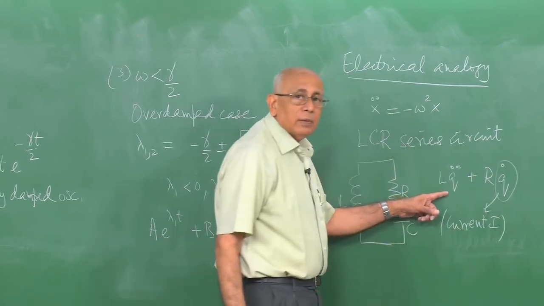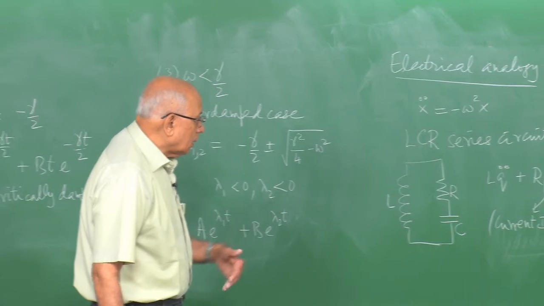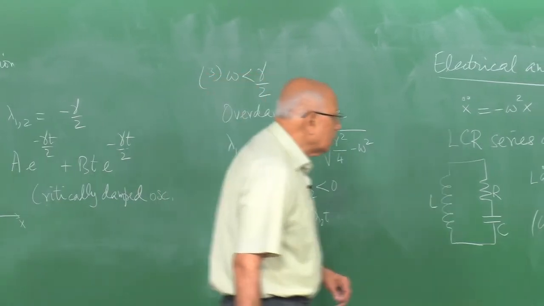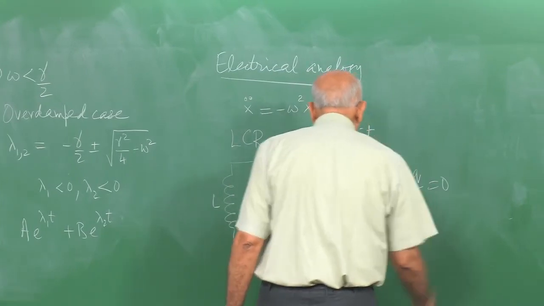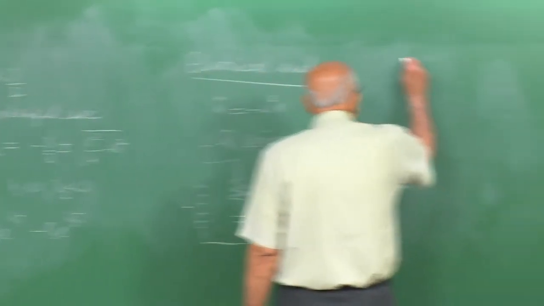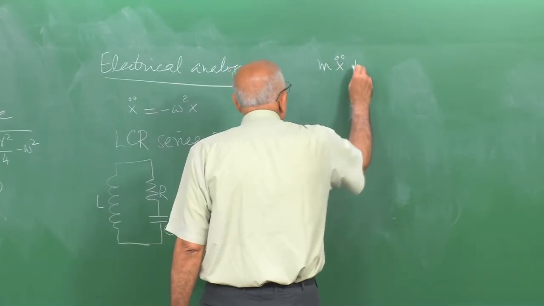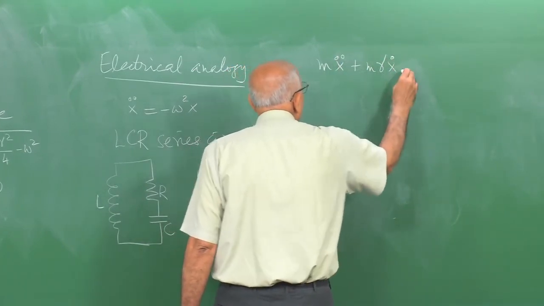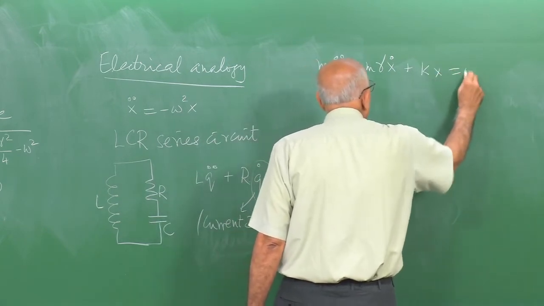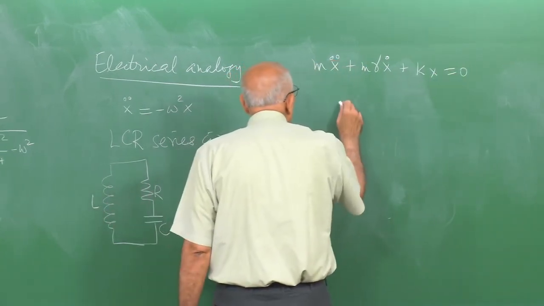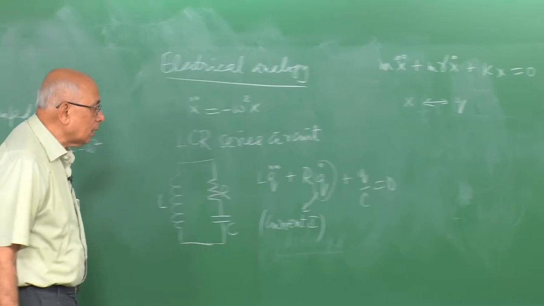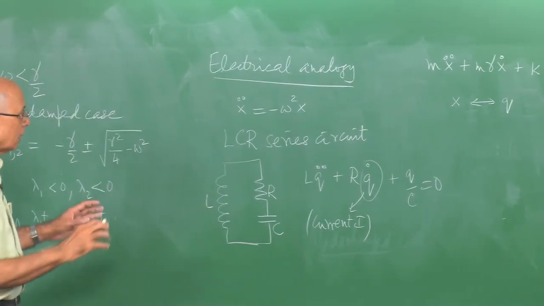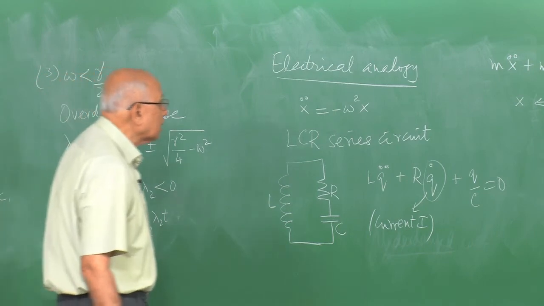And that is of course the rate of change of the current, which is what is giving you the back EMF across the inductor by Faraday's law of induction, plus Q over C equal to 0. Now this is the exact mechanical analog of the equation we had earlier, which is m x double dot plus m gamma x dot plus kx equal to 0. So the electrical mechanical analogy goes like this: the position x of the damped oscillator is like the instantaneous charge q on the capacitor.